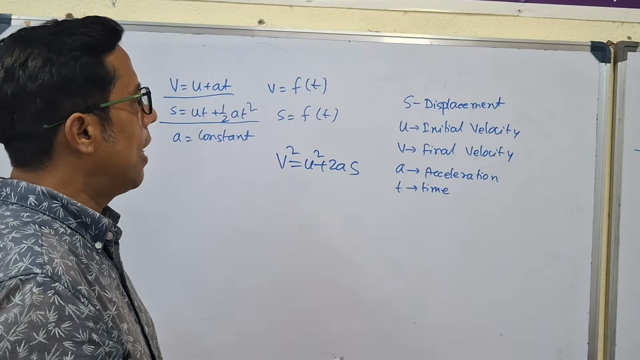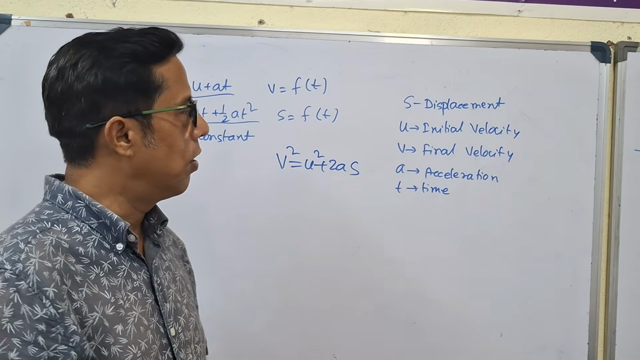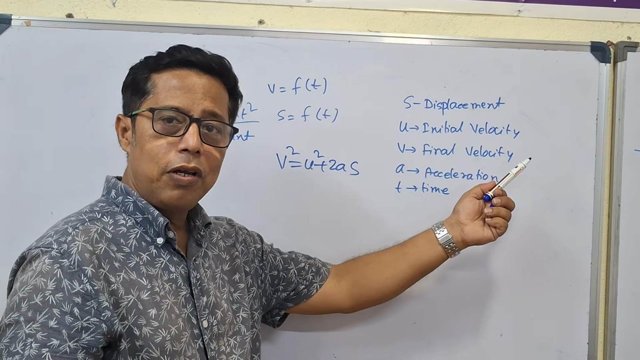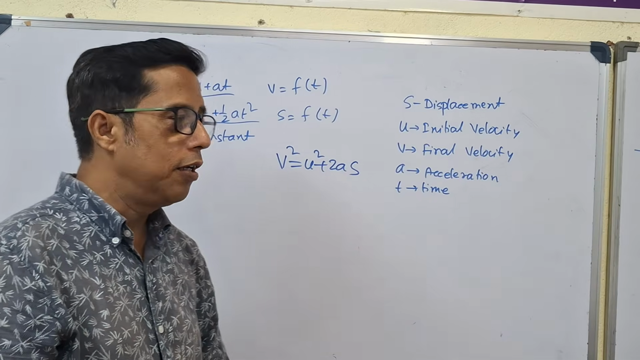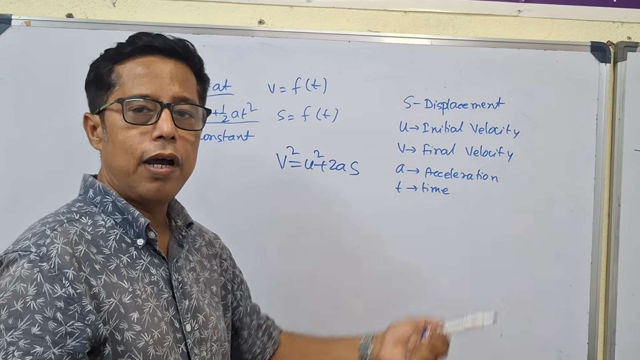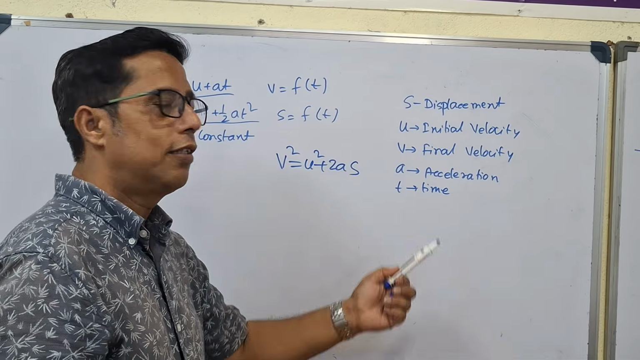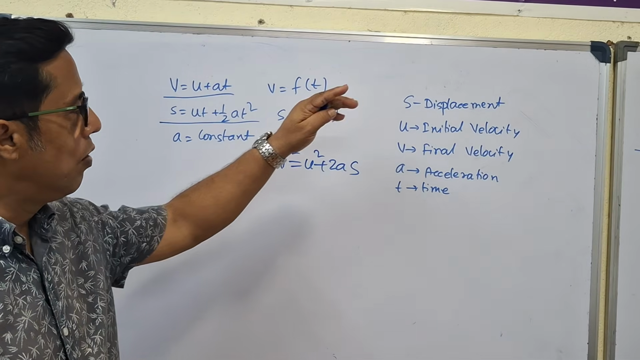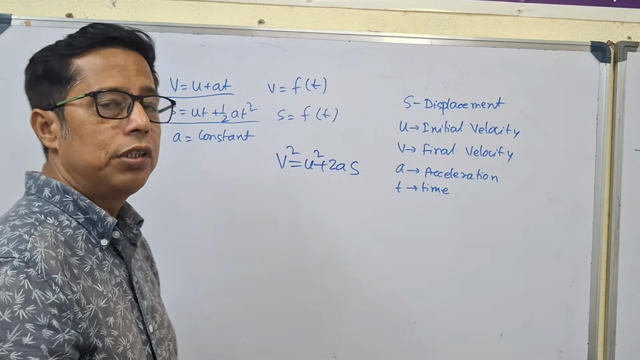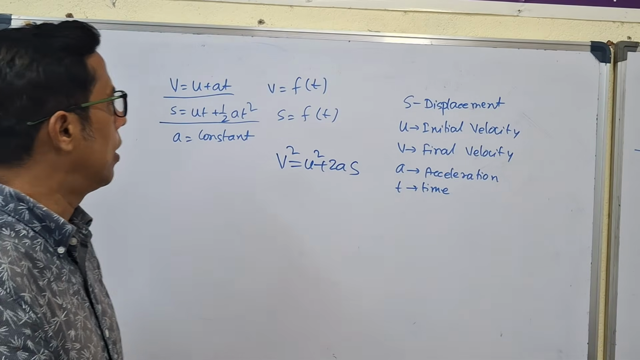So what is s? s is displacement, it's a vector quantity. u is the initial velocity at the starting point of the journey. v is the final velocity. a is for acceleration, t is time. So these are the important parameters for the motion chapter in class 11.